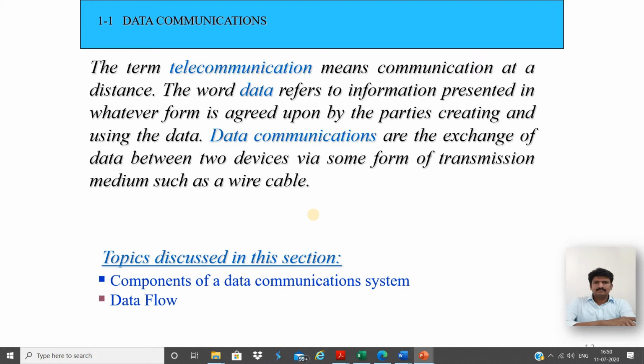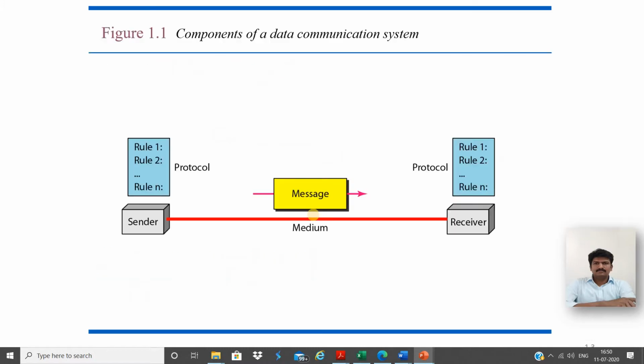The topics to be discussed in this section are the components of data communication and how the data flows in a data communication system. This is the basic diagram showing how a data communication system works. We have the sender and receiver, and the message is sent through the medium, which may be a copper wire, a cable, or a coaxial cable. At the sender we have a set of protocols, and at the receiver we have a set of protocols. The protocols are defined by the protocol designer.